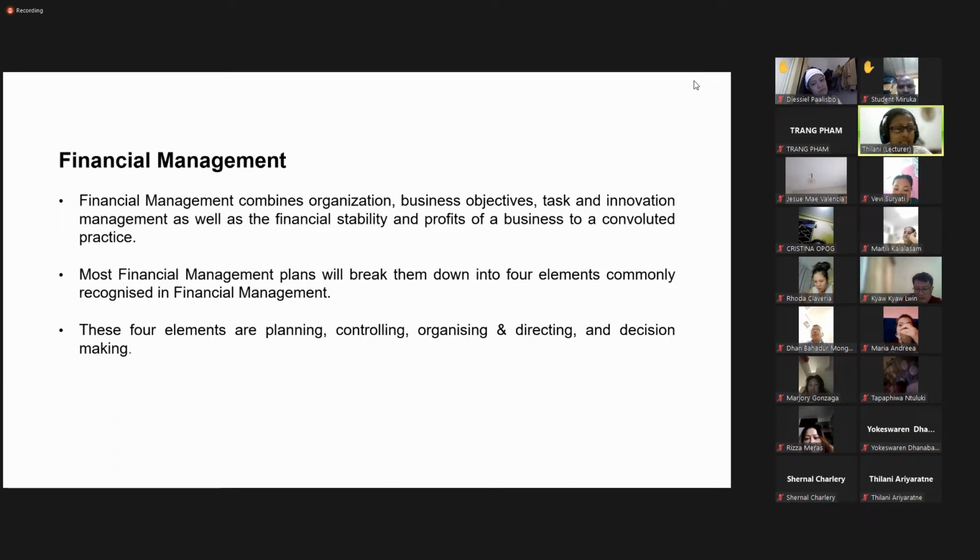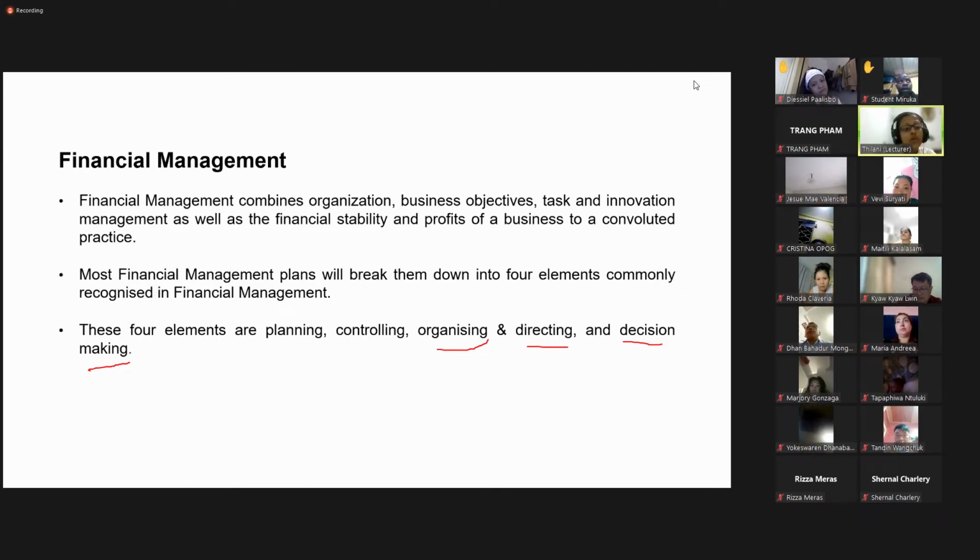So what are these areas? You need to look at planning your finances, controlling, organizing your finances, directing, and also decision making. These are the key elements in financial management.